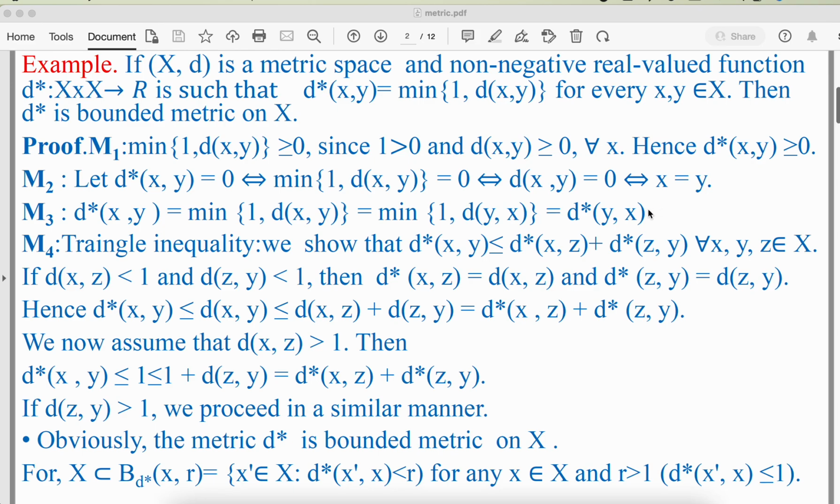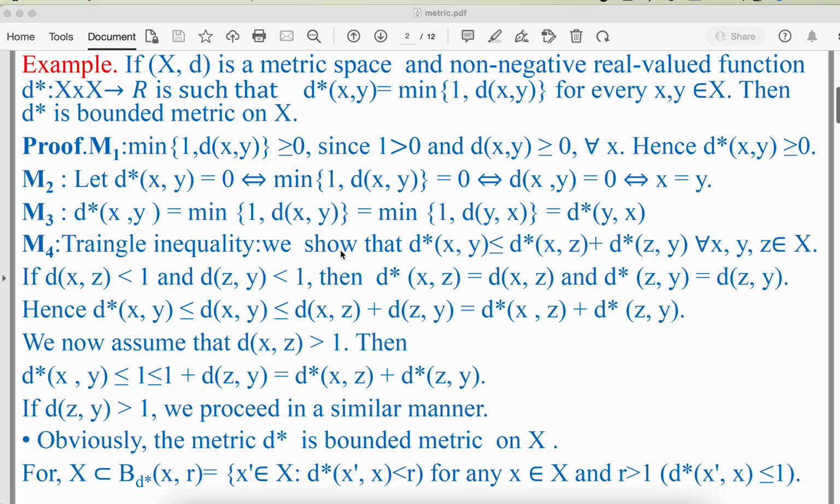Now we will check the symmetry. d star(x, y) is equal to minimum of 1 and d(x, y), and this can be written as minimum of 1 and the distance of y from x, because d is a metric, so distance of x from y is the same as distance of y from x, and this is nothing but, by this definition, d star(y, x). It means d star(x, y) is equal to d star(y, x), means d star is a symmetric function.